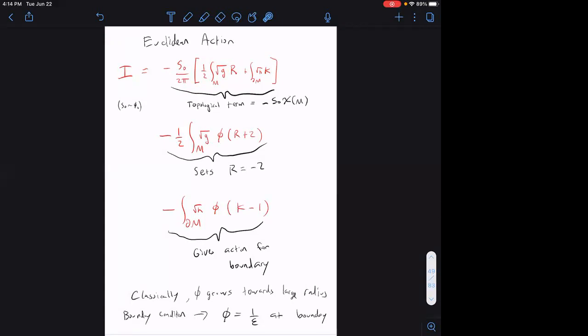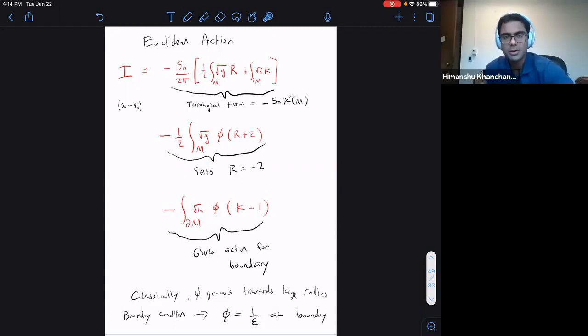The second term here is a term which is the dilaton multiplying R plus 2. So this would be the cosmological constant. And we can see that if we vary phi to get some equations of motion, we find the equation of motion R plus 2 equals 0.